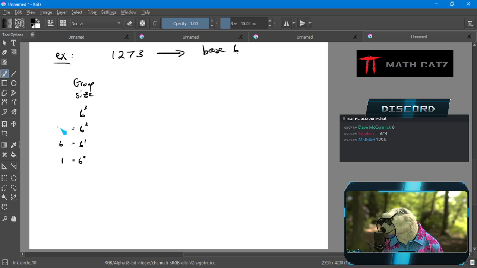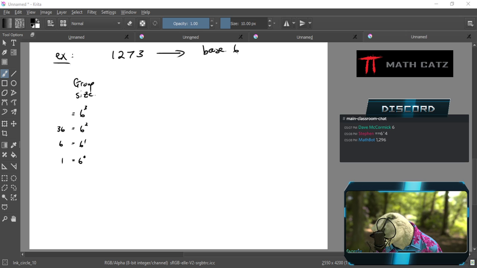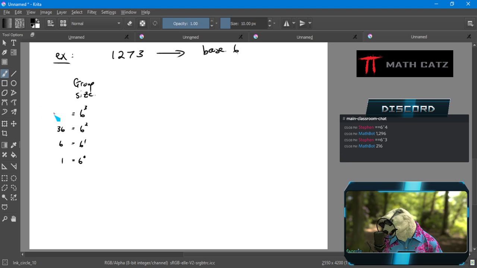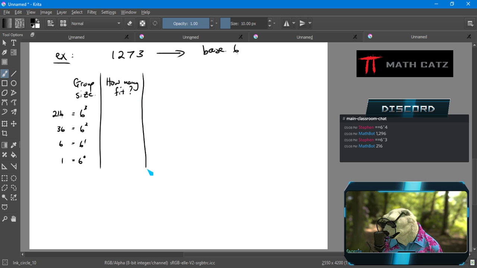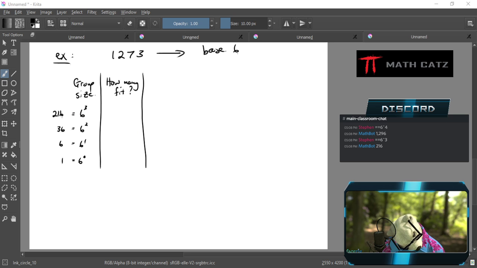Next one is 6. Next one is 36. 6 cubed. Maybe you know it, maybe you don't. You certainly don't need to. 216. It's a little bit more convenient for me to use 216 instead of 6 cubed, but it really doesn't matter. Then how many times can it fit is what I want to know. Ooh, that's a wobbly line. 6 cubed, 216 can fit into 1273. How many times?